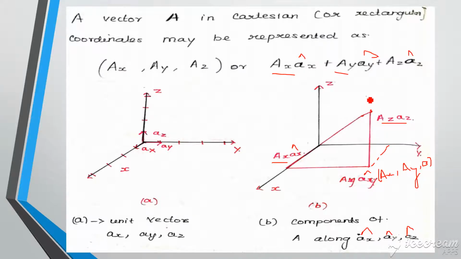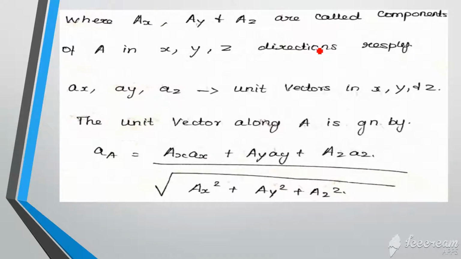We can write it in point format as ax comma ay comma az. So this is the point. For this point, along the x direction we have the amplitude ax, along y direction ay, along z direction az. These are the components of A along ax cap, ay cap and az cap, where ax, ay, az are called the components of A in the x, y, z directions respectively.